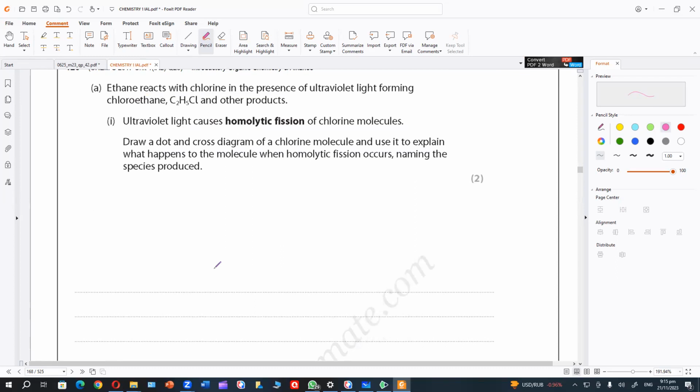Ethane reacts with chlorine in the presence of ultraviolet light, forming chloroethane and other products. Ultraviolet light causes homolytic fission of the chlorine molecule. Draw a dot and cross diagram of a chlorine molecule and use it to explain what happens to the molecule when homolytic fission occurs, naming the species produced.